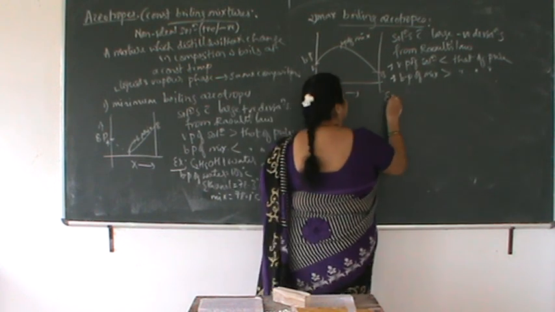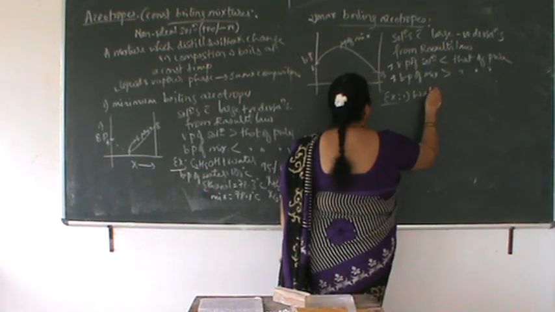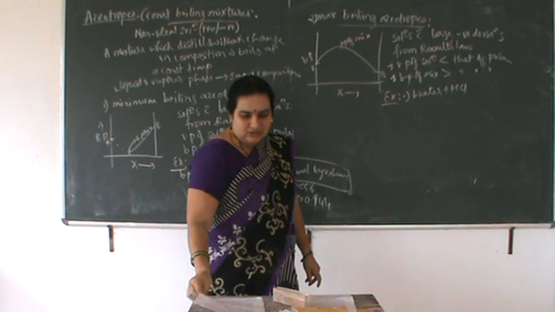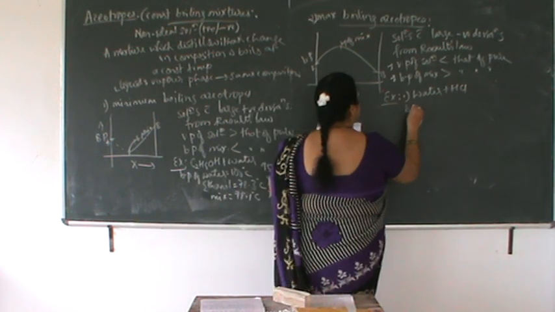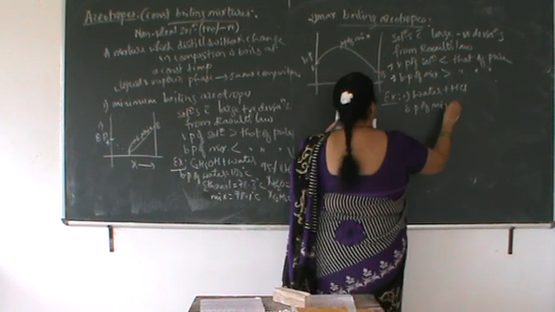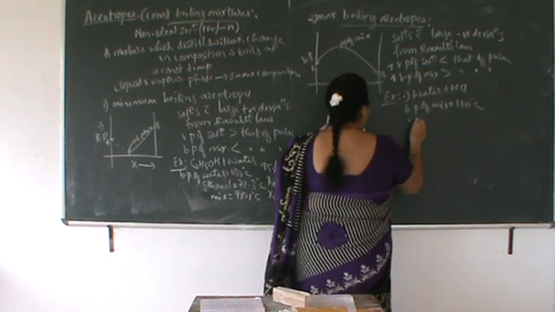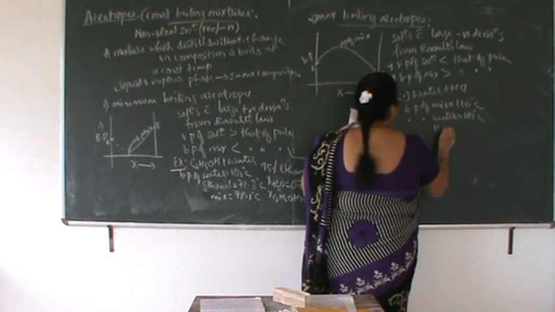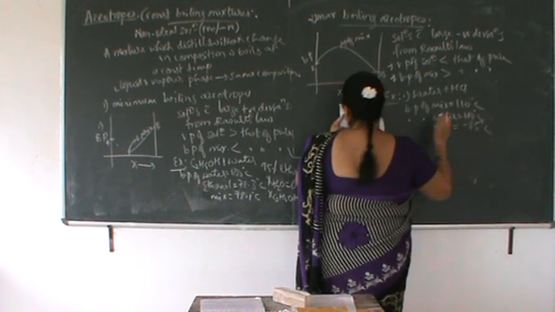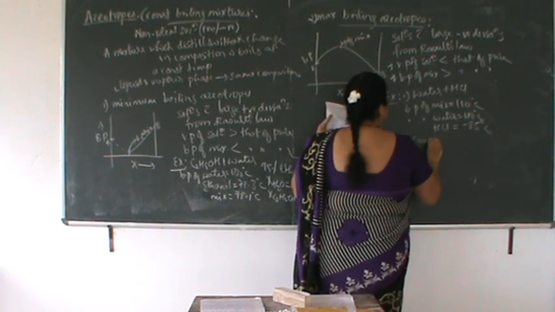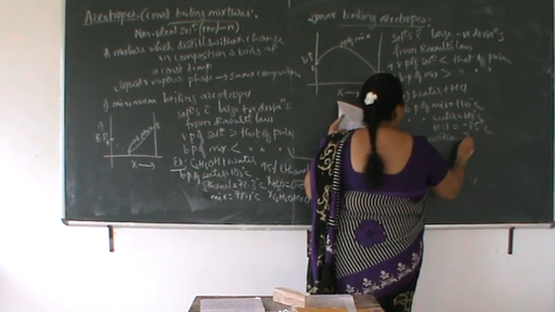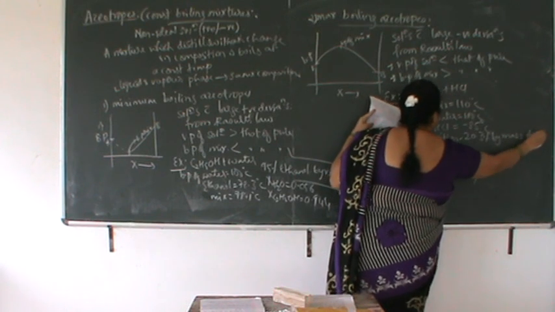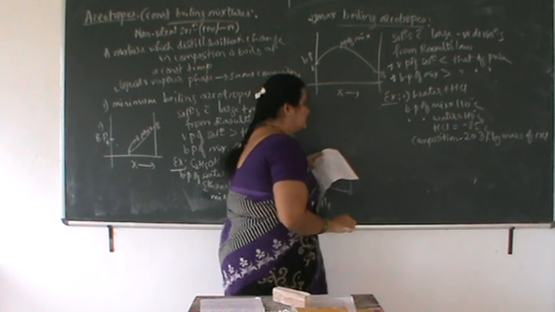Now examples. First one, water plus HCl. Here the boiling point of the mixture is 110 degrees. The boiling point of water is 100 degrees, and the boiling point of HCl is -85 degrees. The composition is 20.3% by mass of HCl.